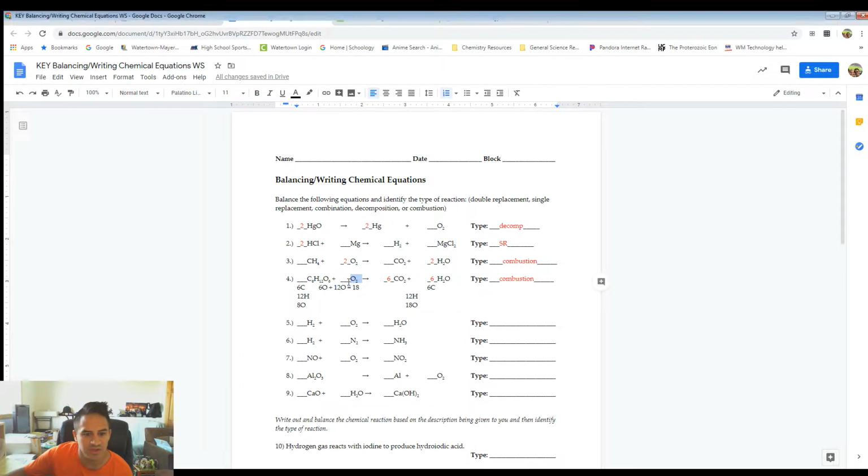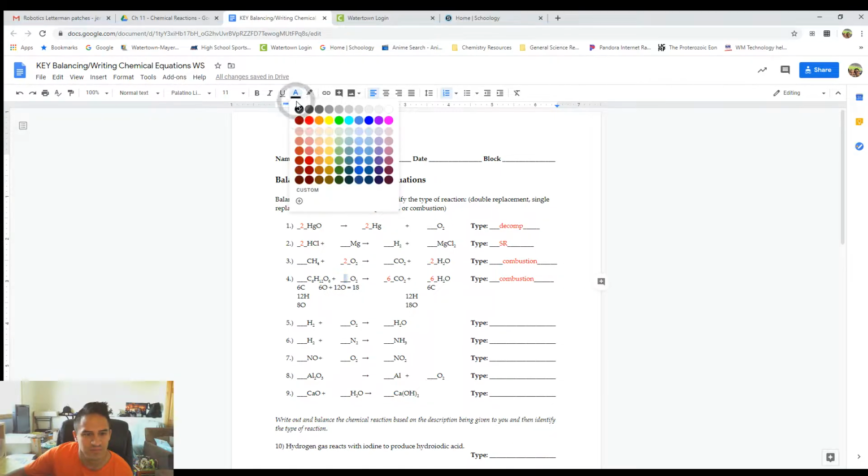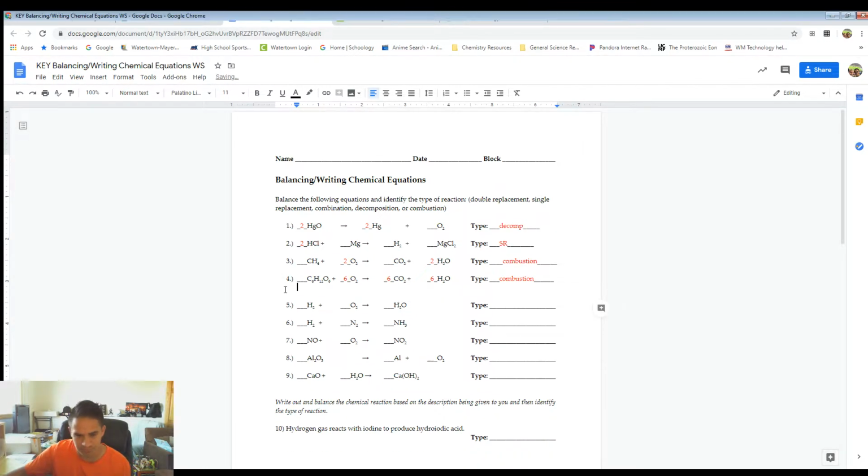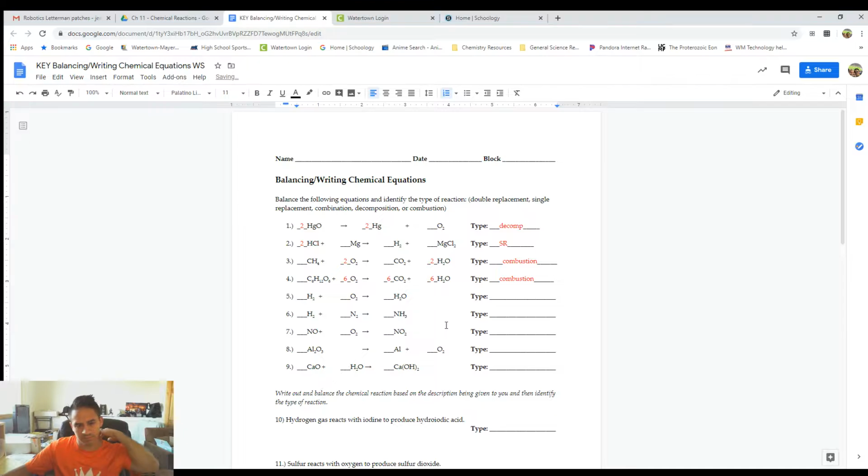There's 2 of them here, which means that in order to make this a 12, we need to put a 6 here. Okay, so 6 times 2 gives us 12 oxygens in this part right here, 12. Plus this 6 gives us a total of 18 oxygens, which then would balance out with the 18 oxygens we have on the right side. Okay, so that one's a little bit tricky. Hopefully that makes sense. And reaction type we already have down as combustion.